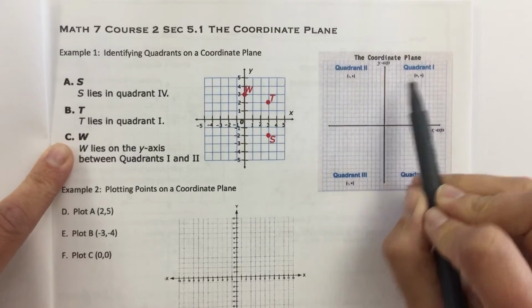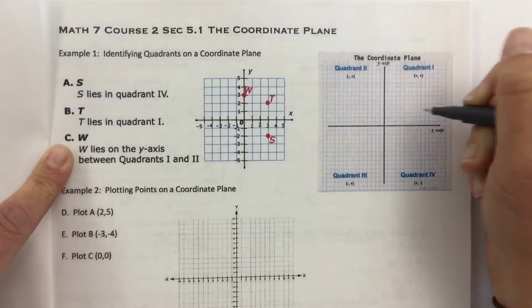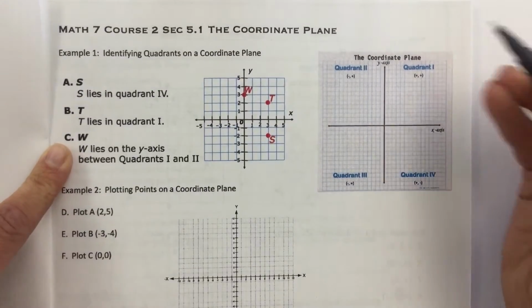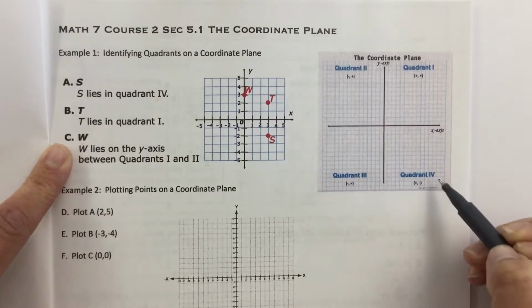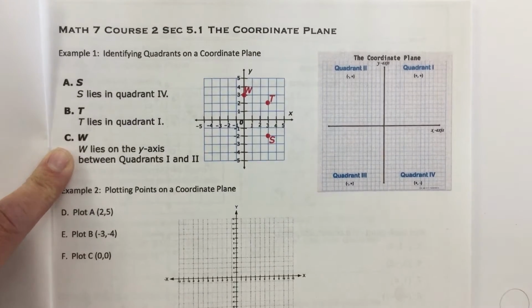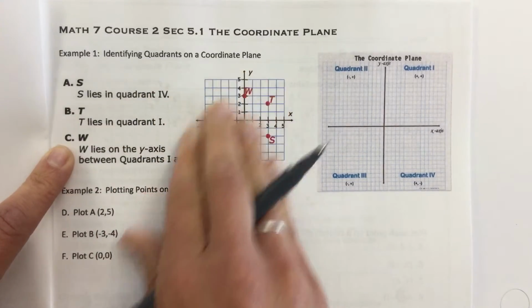So quadrant 1, 2, 3, 4. One slightly confusing thing is that they don't go clockwise, they go counterclockwise. So just remember that this is quadrant 1, this is quadrant 2, quadrant 3, and quadrant 4, and we use Roman numerals to express them. So it says identify the quadrants on a coordinate plane.